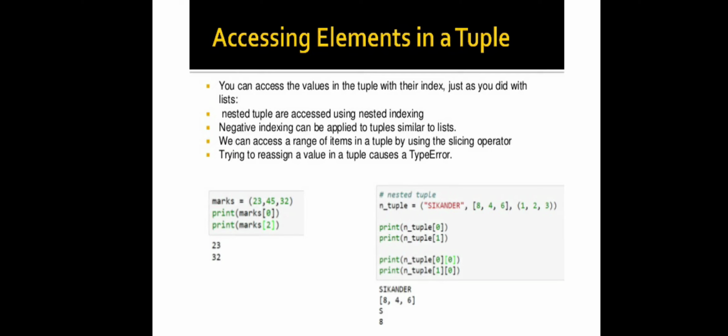For example, we have taken marks as a tuple and we are printing the marks of 0. Here 0 is the index value. So it will give us the marks, 23. Same as it is, there is a nested value. In the nested value, this is our nested tuple. To access the elements of this nested tuple, we are nesting the index also.